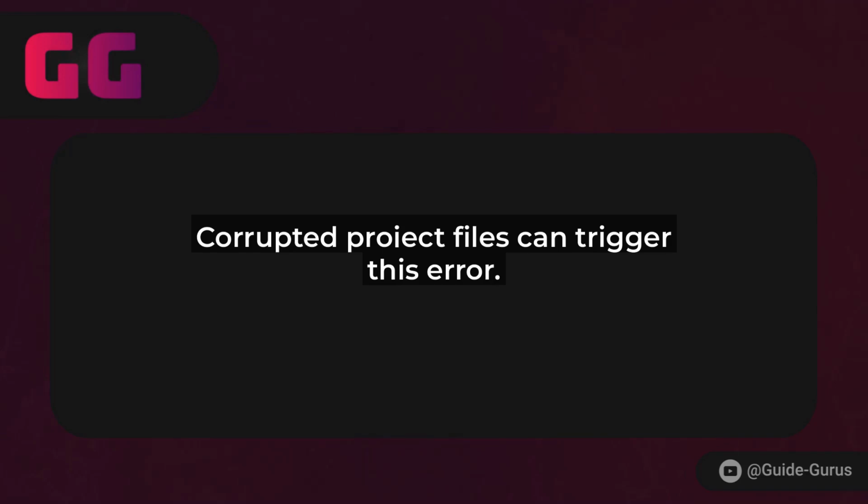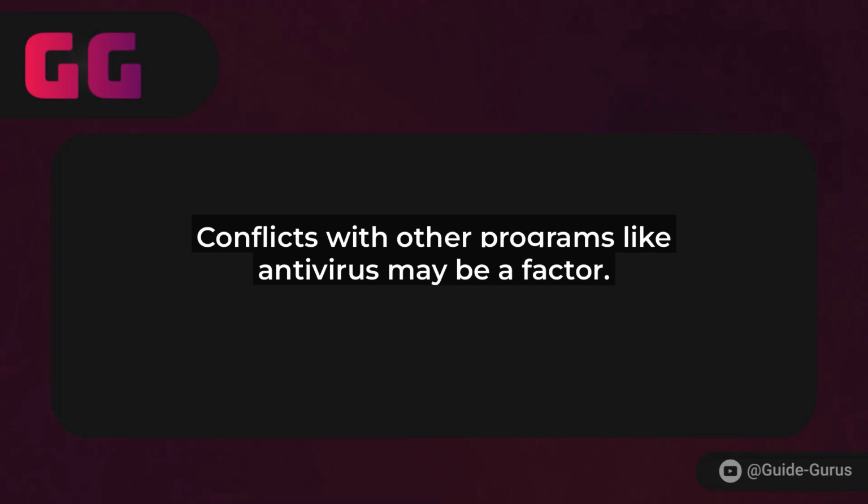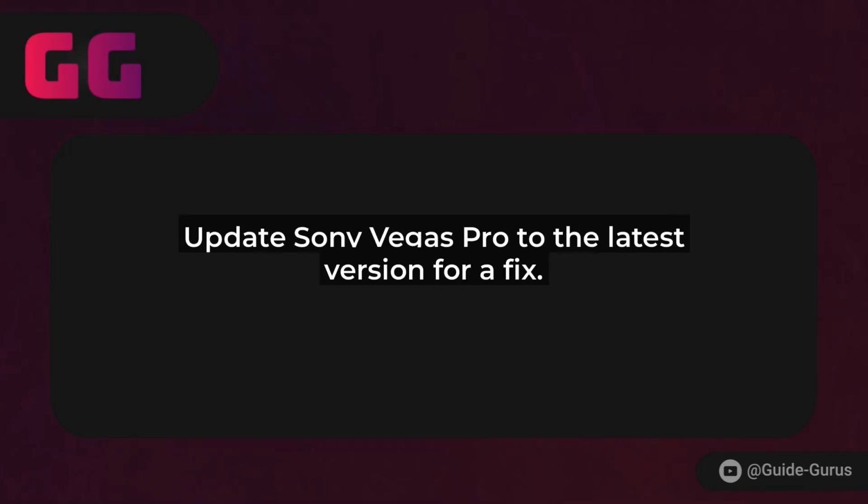Error code 46 is usually triggered by a few key things. One common culprit is outdated software versions. Sony Vegas Pro might not be fully compatible with your operating system if it's not updated. Another cause could be file permissions issues, especially if you're working on a shared drive or an external hard drive. Corrupted project files or conflicts with other programs, like antivirus software, can also bring this error to the forefront. In some cases, it's related to hardware problems, such as a faulty graphics card or insufficient RAM.